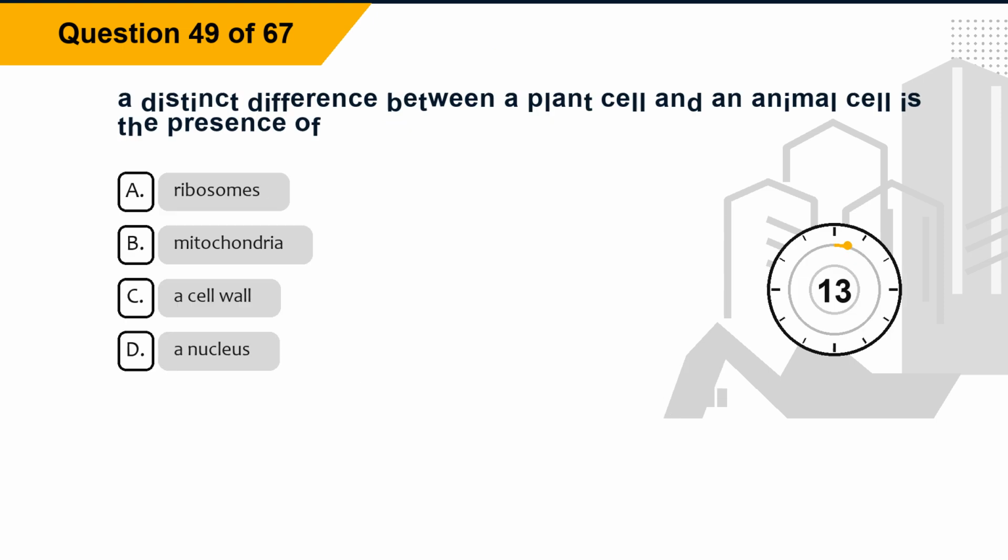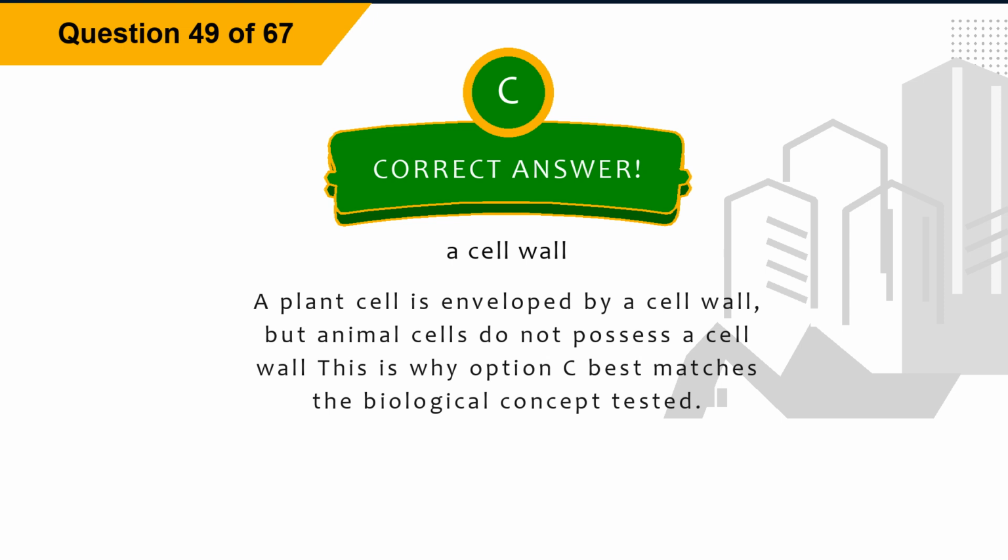Question 49. A distinct difference between a plant cell and an animal cell is the presence of option A, ribosomes. Option B, mitochondria. Option C, a cell wall. Option D, a nucleus. The correct answer is option C, a cell wall. Explanation: A plant cell is enveloped by a cell wall, but animal cells do not possess a cell wall. This is why option C best matches the biological concept tested. Question 50.